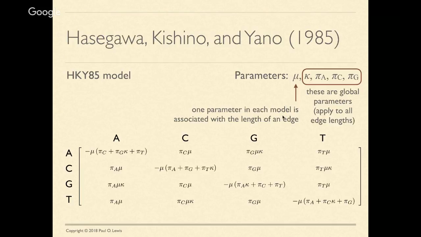So I want to spend a minute or two explaining how we figure out what mu is if we know what the branch length is. These are related. So the higher the rate mu is, the larger the branch length will be, because you expect more substitutions for higher rates. But how do you actually estimate mu given an edge length? So let's see how we might do that.